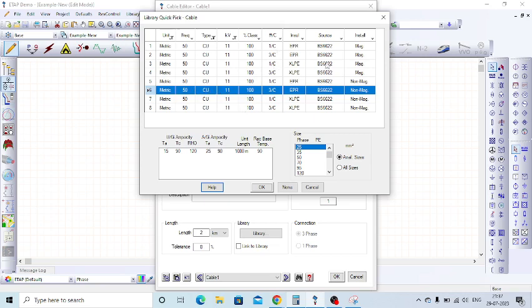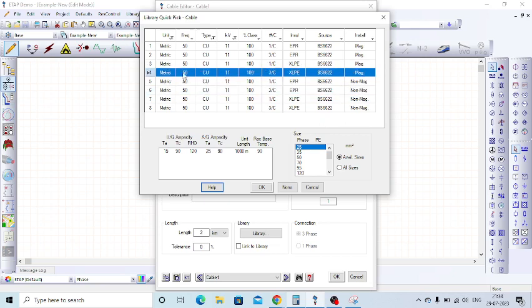So in here there are some predefined models available, so we have to select one. Alternatively, if any project specific information is available, we can use that information also. So this is some typical value, so I am just selecting this one.